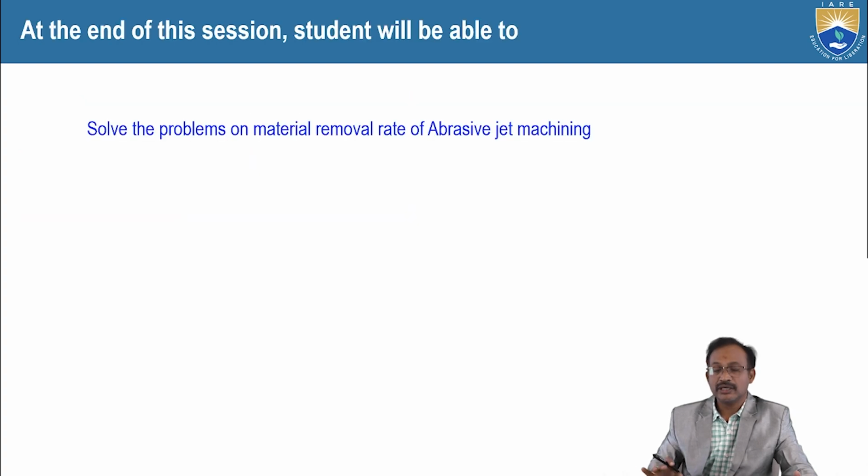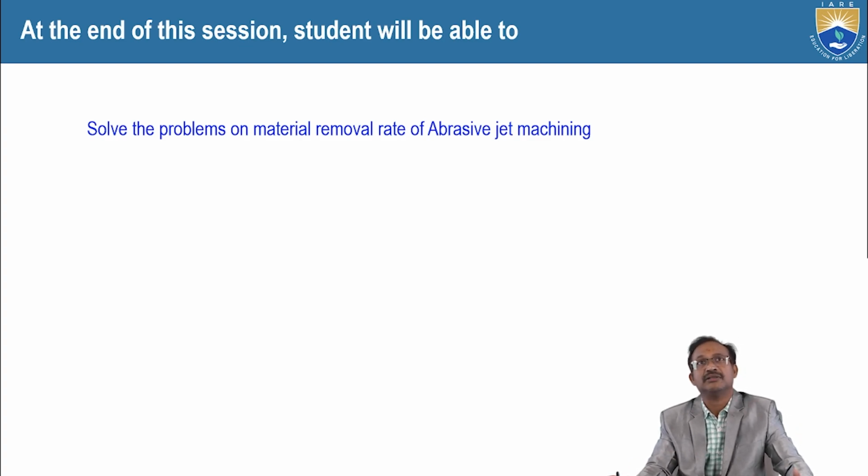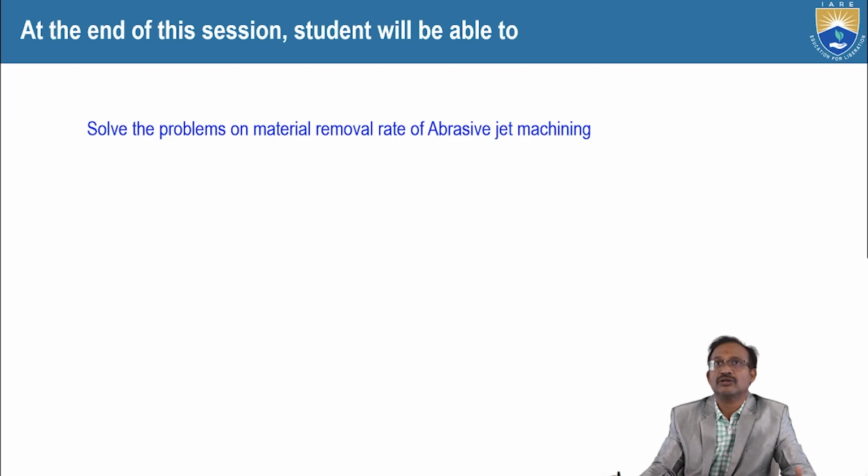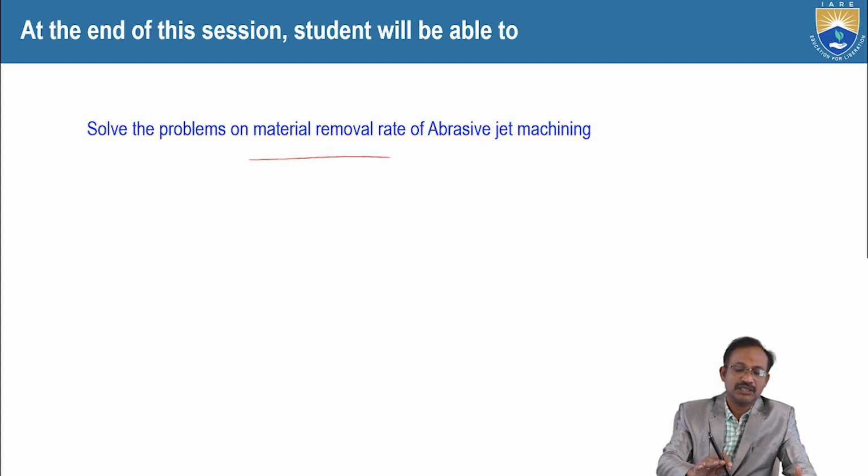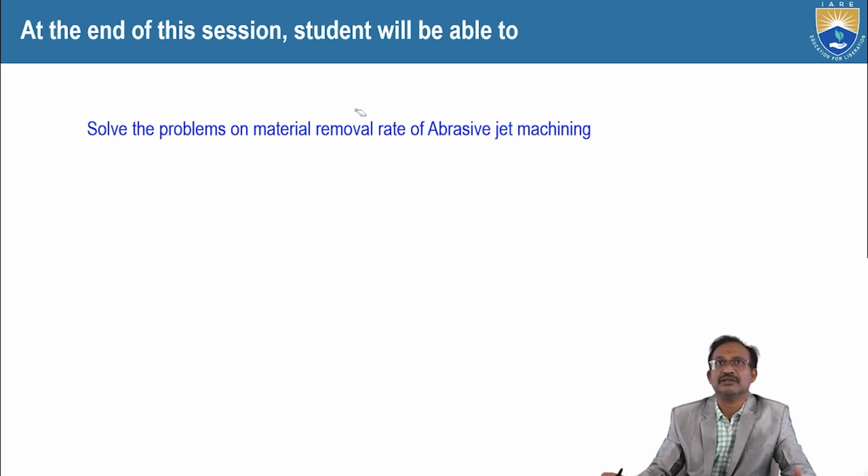Here the student will be able to solve numerical problems on abrasive jet machining. At the end of this session, the student will be able to solve problems on the material removal rate of abrasive jet machining. This is the course learning outcome of today's topic. Not only material removal rate, but if the material removal rate data is given, we can also calculate other parameters like power and others related to abrasive jet machining.